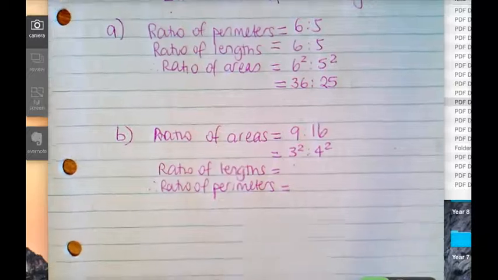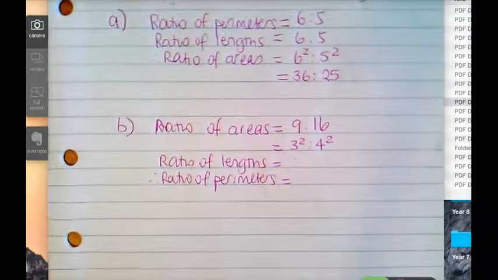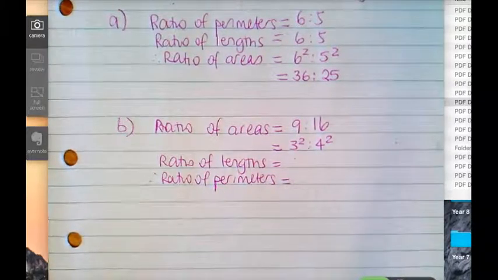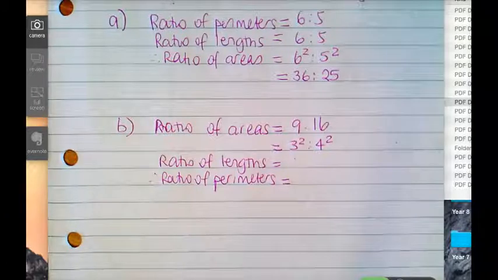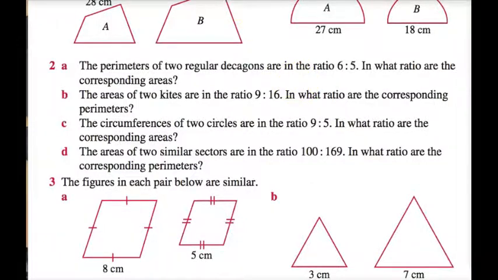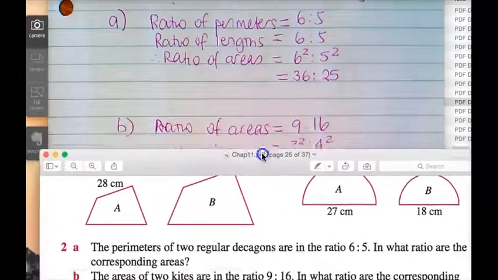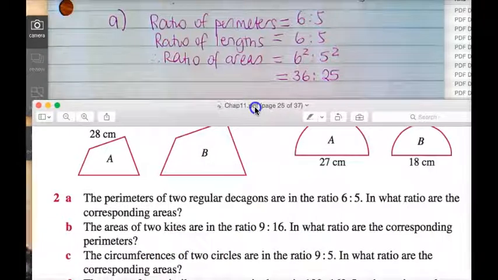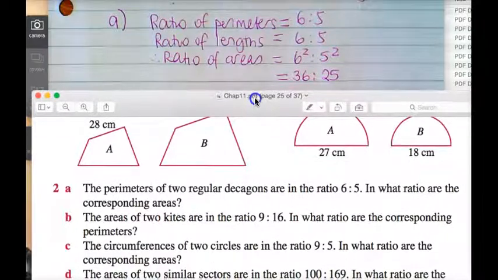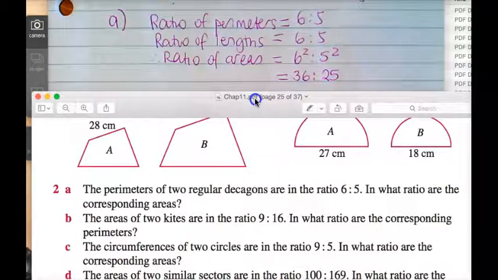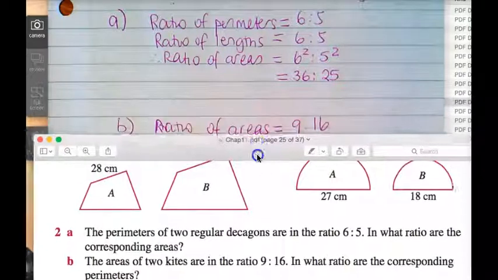Okay, in the second question, can someone read the question out? I can try. One sec. Well, I'll just bring it down, but here's question two. Question two says the areas of two kites are in the ratio of 9 to 16. So we're doing 2B. The areas of two kites are in the ratio of 9 to 16. In what ratio are the corresponding perimeters?